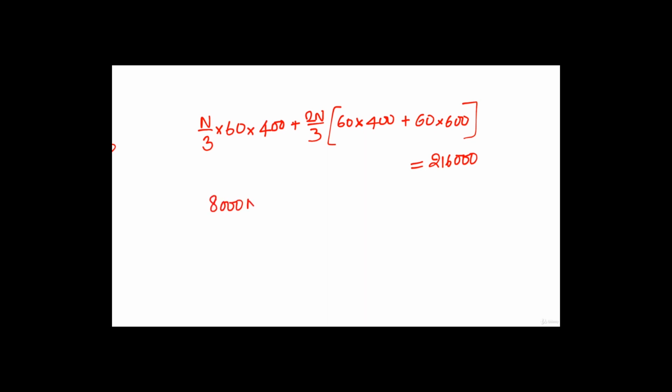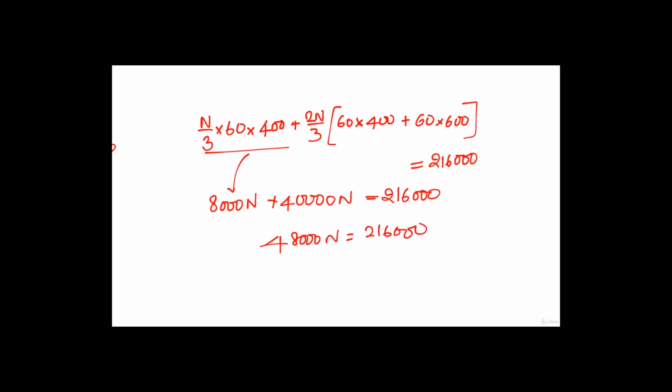So what happens here is, this is 8,000 n. The first part is 8,000 n, and this part 60 into 400 is 24,000. 60 into 600 is 36,000. When we add that, we get 60,000. 60,000 when you divide it by 3, we get 20,000. 2n into 20,000 is 40,000 n. So both of them add to 48,000 n, which is equal to 2,16,000. So when we divide, we get 4.5 as the answer. So the total time required is 4.5 hours.